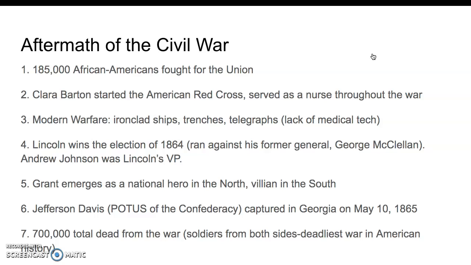Lincoln wins the election of 1864, ran against his former general, George McClellan. Andrew Johnson was Lincoln's vice president. Grant emerges as a national hero in the North and a villain in the South for his ways of fighting the war. Jefferson Davis, president of the Confederacy, was captured in Georgia on May 10, 1865, captured dressed as a woman, according to legend, trying to escape. And then, like we said earlier, 700,000 total dead from the war, soldiers from both sides, the deadliest war in American history.